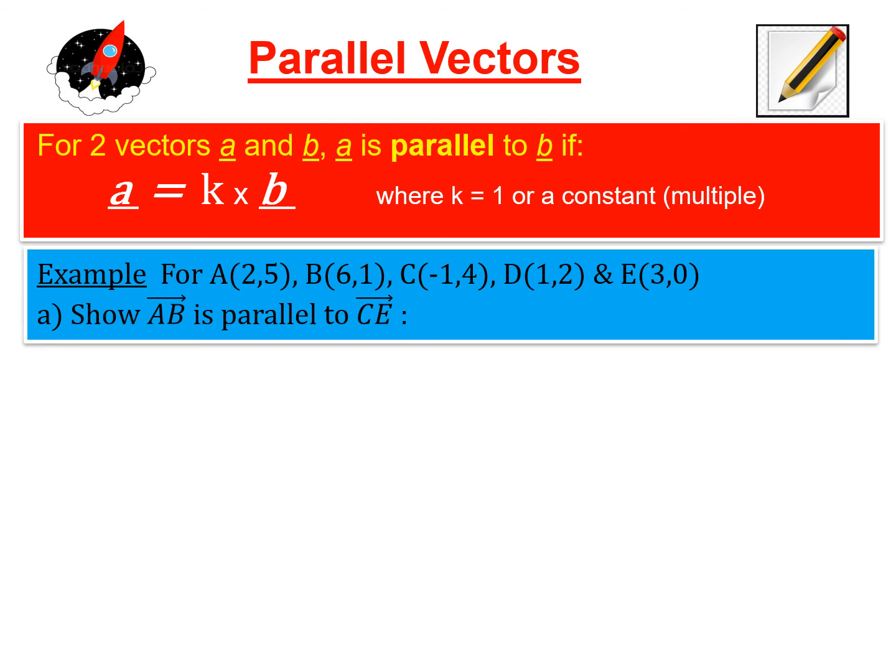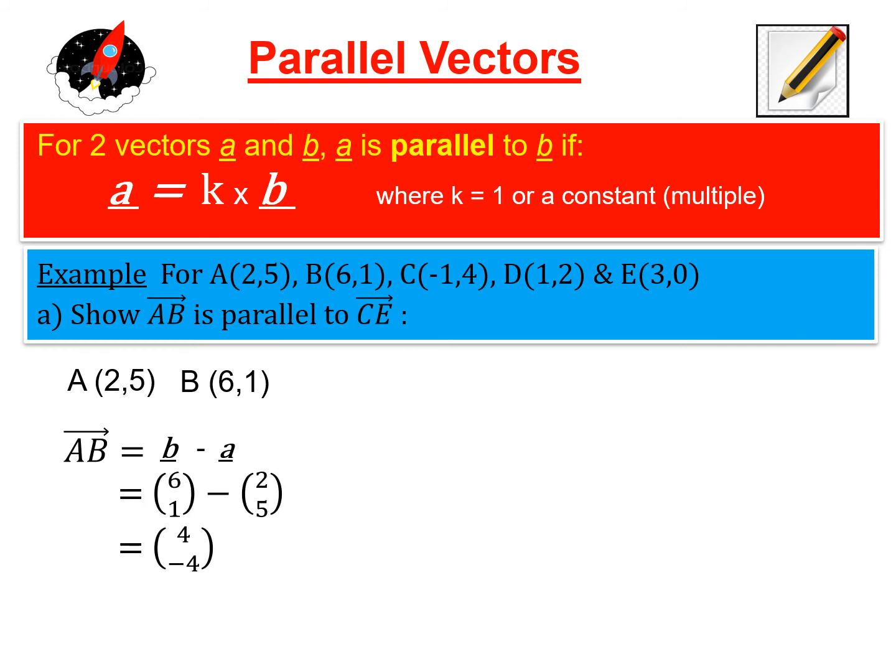We've got 5 coordinate points here. So A is the point (2, 5), B is (6, 1), C is (-1, 4), D is (1, 2), and E is the point (3, 0). The first thing we've been asked to do is show that the vector AB is parallel to the vector CE. In order to do that, we need to get column vectors to represent both AB and CE. So let's begin. We've got the points A and B. To get the vector AB, we do column vector B subtract the column vector A. So (6, 1) subtract (2, 5), and that gives us (4, -4).